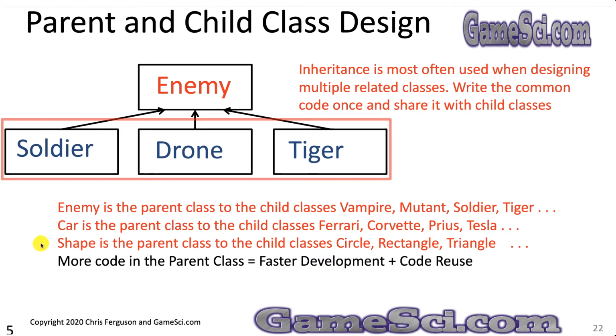Do you see where we use inheritance? I am going to design a set of classes that have things in common. Soldier, drone, and tiger are all things that will attack the player character during my game. Therefore, I'll use inheritance to take advantage that they have a bunch of stuff in common. I'll write it once in class enemy and not have to repeat it in the child classes.